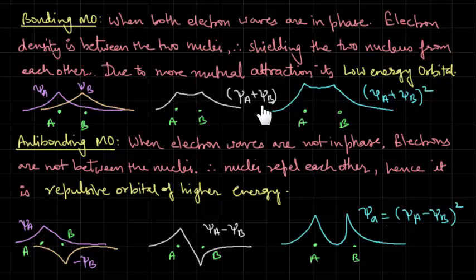So this is xi A plus xi B, and our probability is always a positive term, so we talk about the square of that. It will be something like this. So this is your eventual electron density.